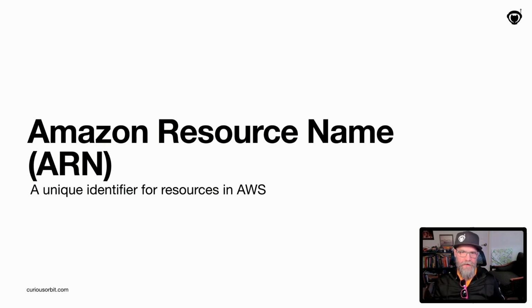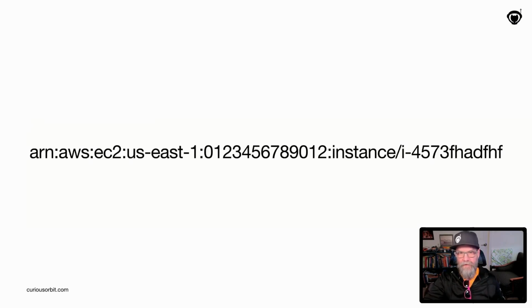Another term that you're going to come across quite often, and this would be outside of IAM as well, is the ARN. This is an Amazon Resource Name, and it's a unique identifier for resources that exist in AWS. So you've got principals and you've got ARNs. On this slide, I'm showing you an example of an ARN.